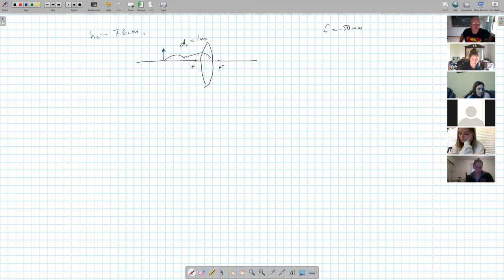So from here, we want to know again, what is the image distance? What is that equal to? And we also want to know what is the image height. So same thing as before.